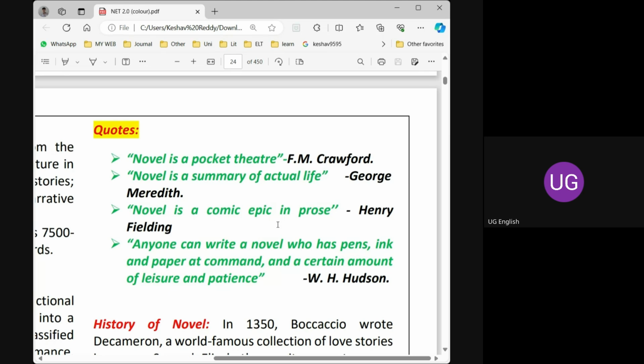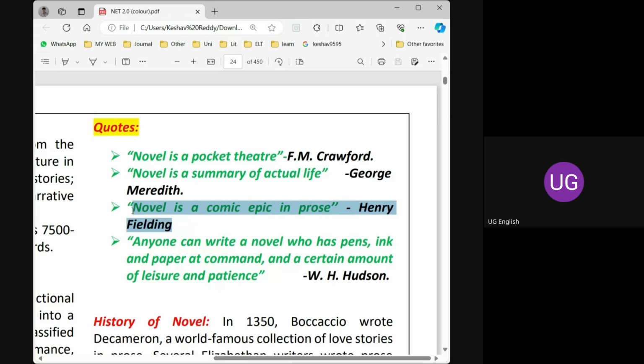Yesterday we discussed it. And the novel is a comic epic in prose. This is a very, very important definition by Henry Fielding. The novel is a comic epic in prose. This is a very important definition. Just make a note of this.